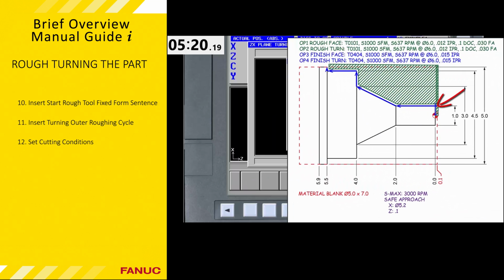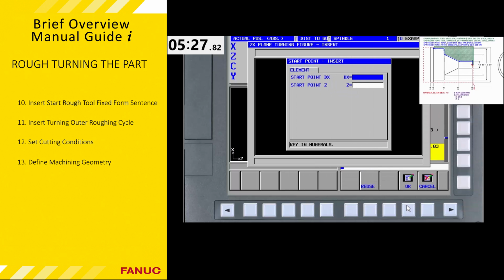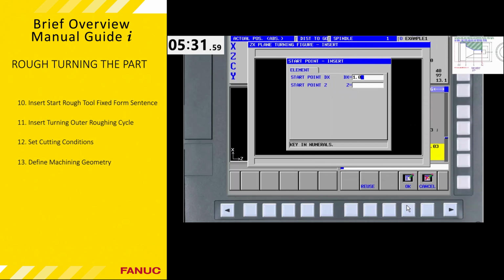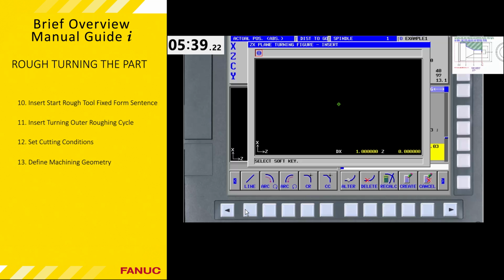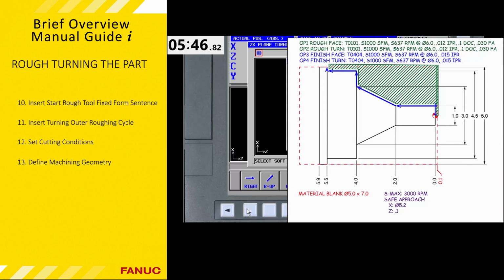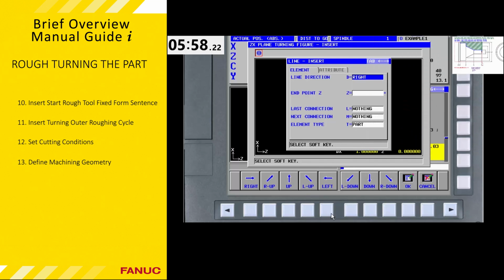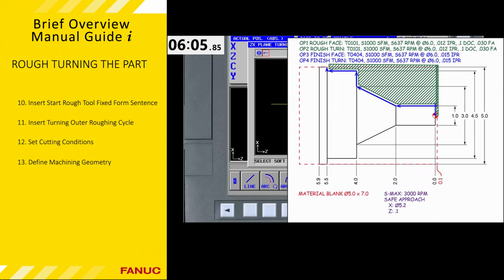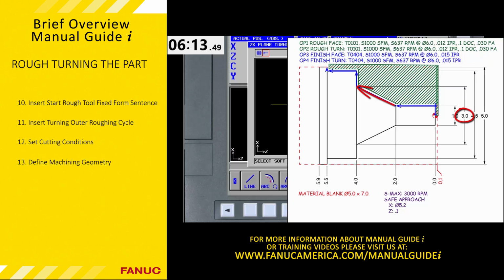Now we define the machining geometry. We start with a diameter of 1 inch and Z0. After setting the start position, we simply define the profile of the part as a series of lines. Our first part feature is a shoulder diameter. There's a line to the left. The end point of the shoulder is -2 inches in Z. Next we have a taper. The line moves left and up, and the end point of the taper is a diameter of 3 inches and -4 inches in Z.